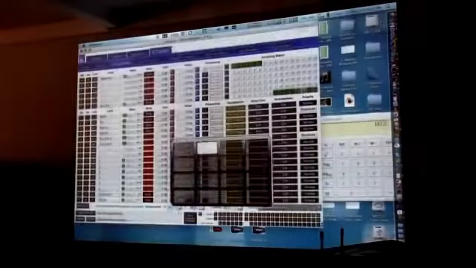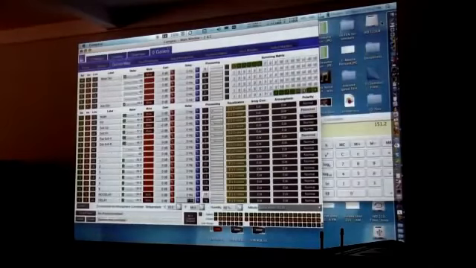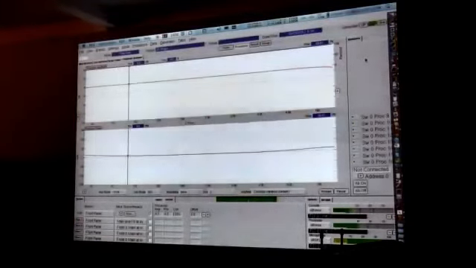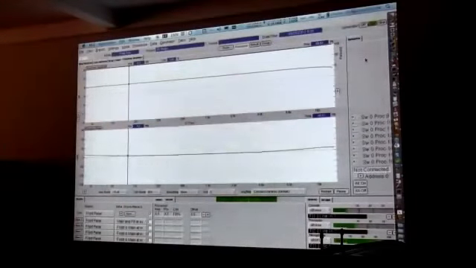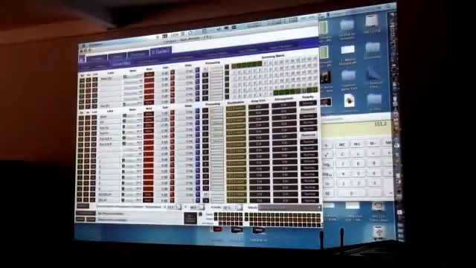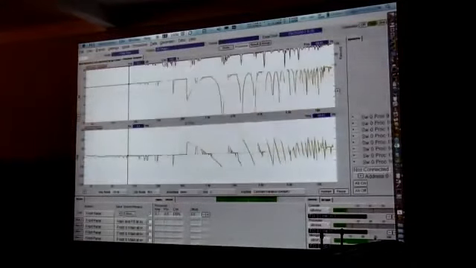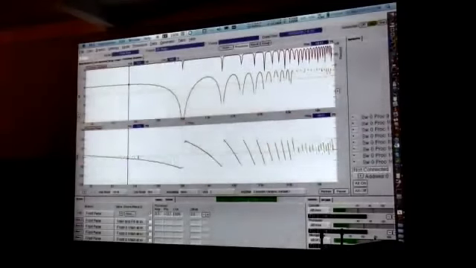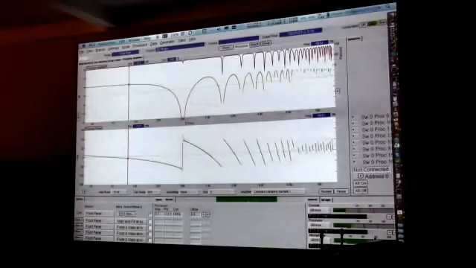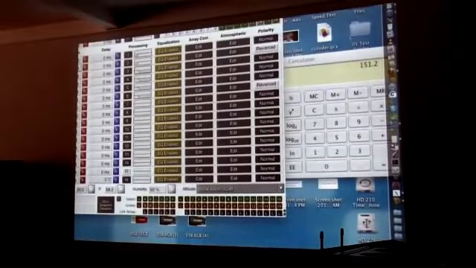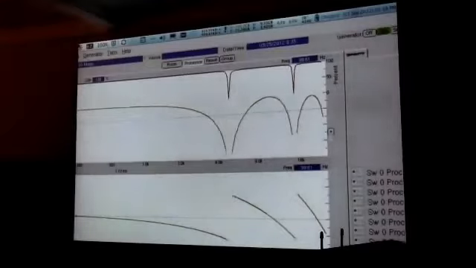In phase means that all frequencies are summing. This means 0 milliseconds of difference. 1 millisecond of difference is out of phase because it produces a comb filter. Comb filter, this is out of phase. 0.1 millisecond is out of phase because it produces a comb filter.